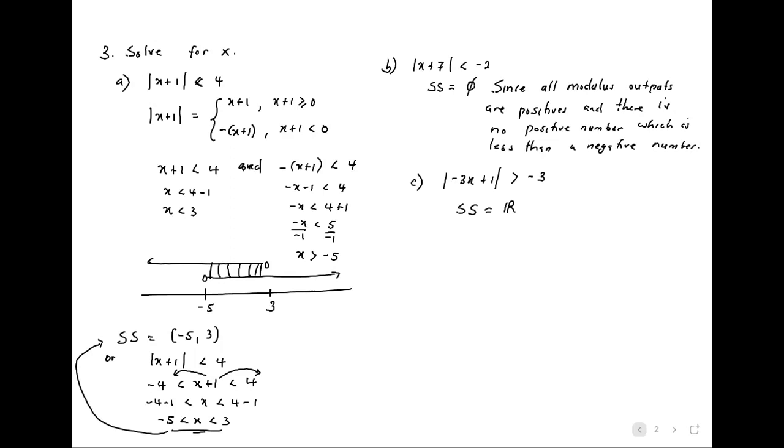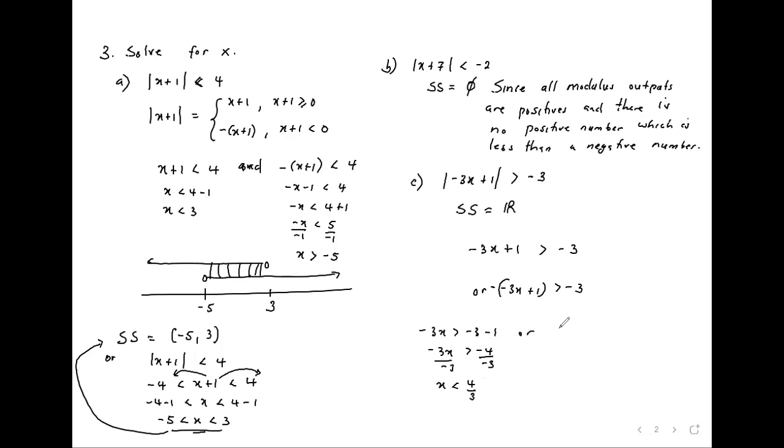No. Look, if you say -3x plus 1 is greater than -3, on top we'll have -3x greater than -3 minus 1, which is -3x greater than -4. Divide by -3, divide by -3. So x is less than 4 over 3.